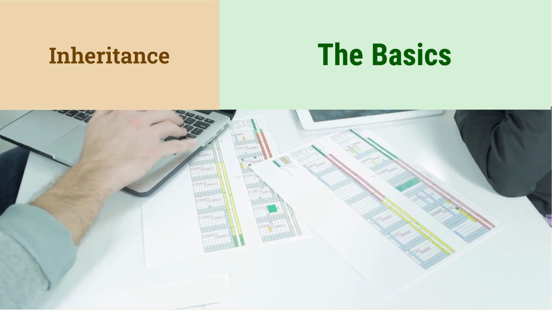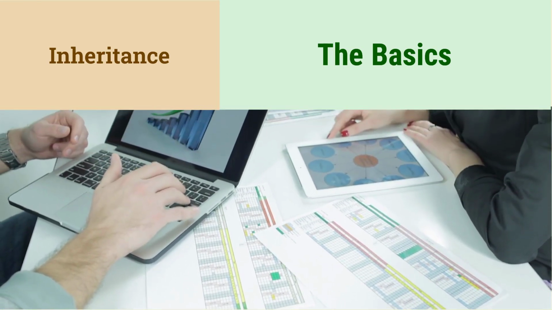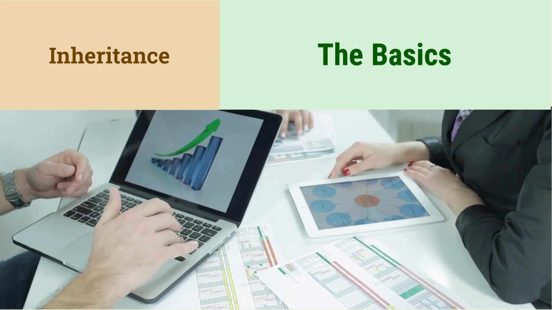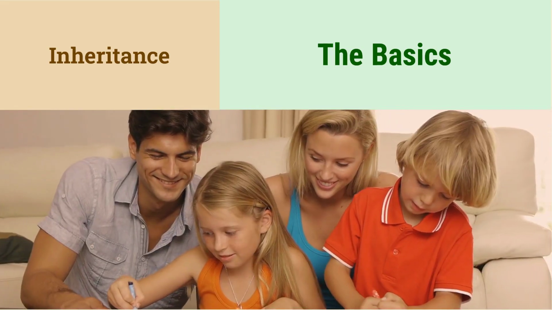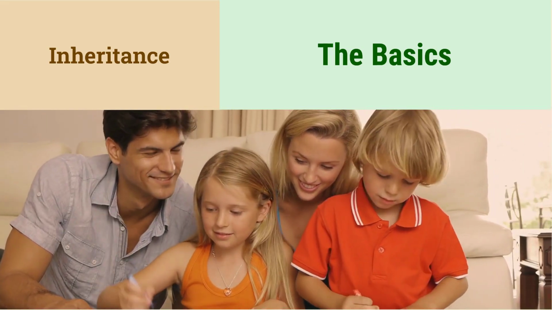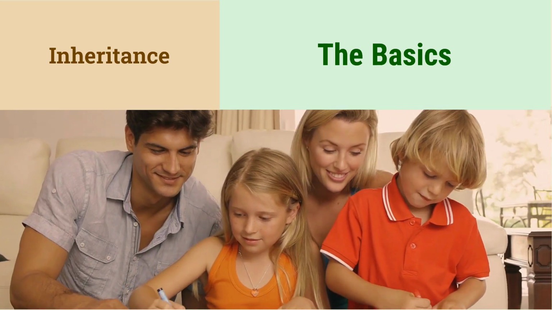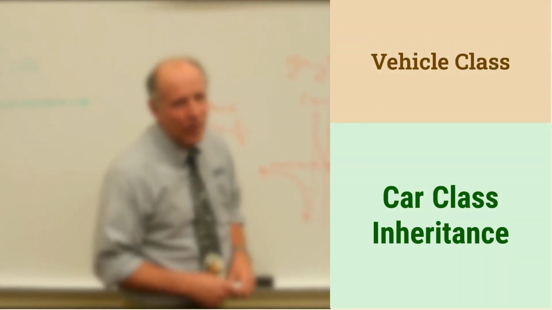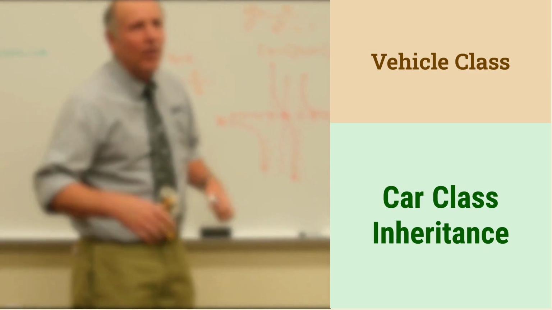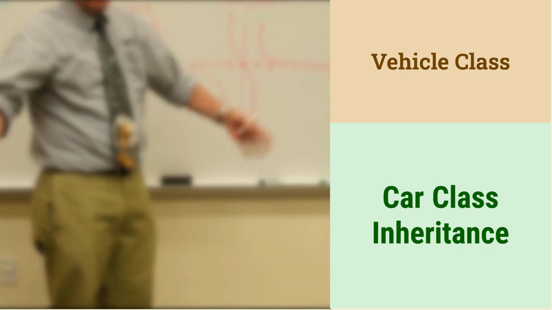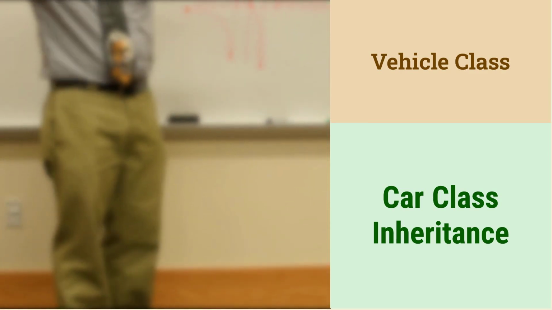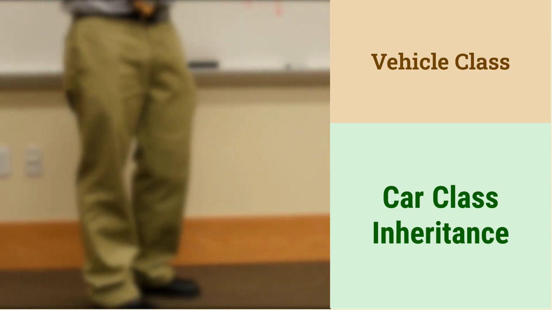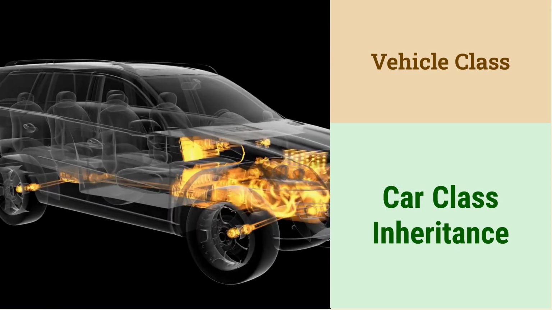Inheritance is the mechanism in OOP where one class can inherit the properties and methods of another class. Think of it like a child class inheriting features from a parent class. For example, imagine we have a vehicle class. A car class can inherit from vehicle, gaining all of its attributes like speed and fuel, as well as its methods like accelerate and brake.